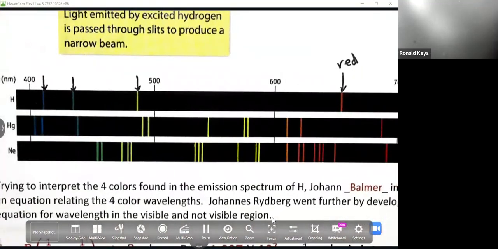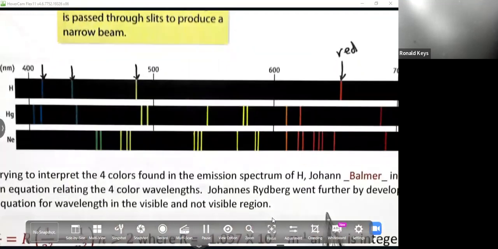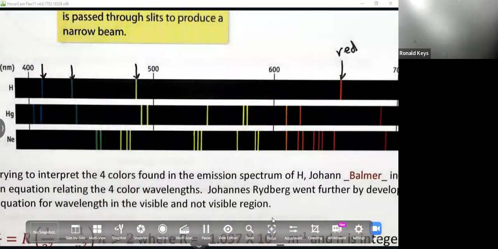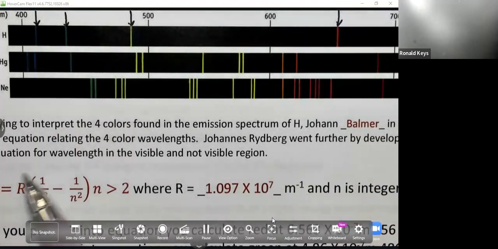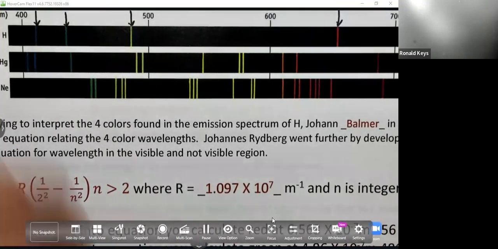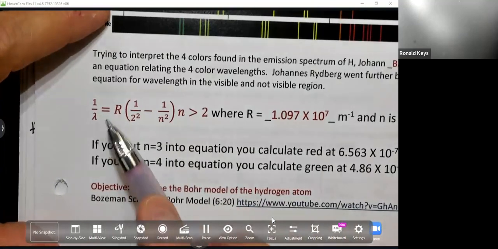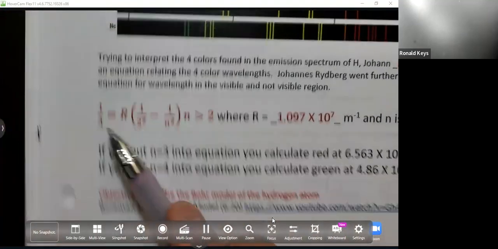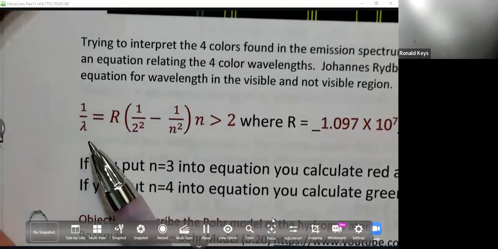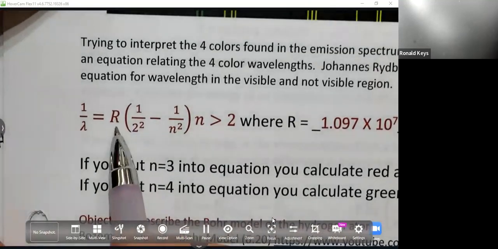So he was able to observe those colors, and then later on, Rydberg went further by developing an equation for wavelength in the visible and not visible region. So here is our Rydberg's equation to calculate wavelength. But notice it's 1 over the wavelength. R is just Rydberg's constant.